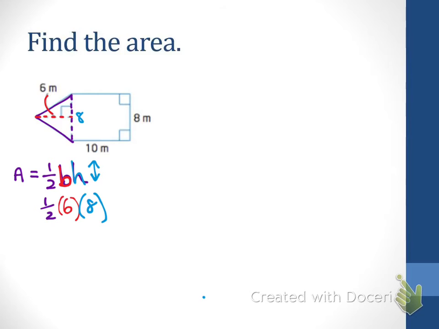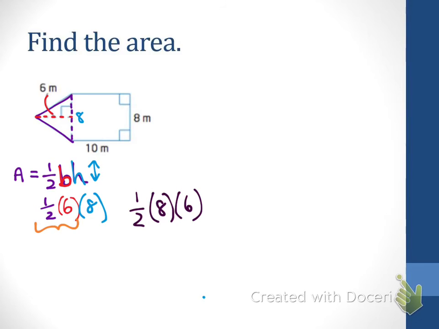You don't have to like that. It doesn't matter. You still would do 1/2 if you wanted to do 8 and then 6. Does it matter what order you multiply in? It does not. So as long as you did not use the diagonal lines, you're going to get the same answer. Okay?